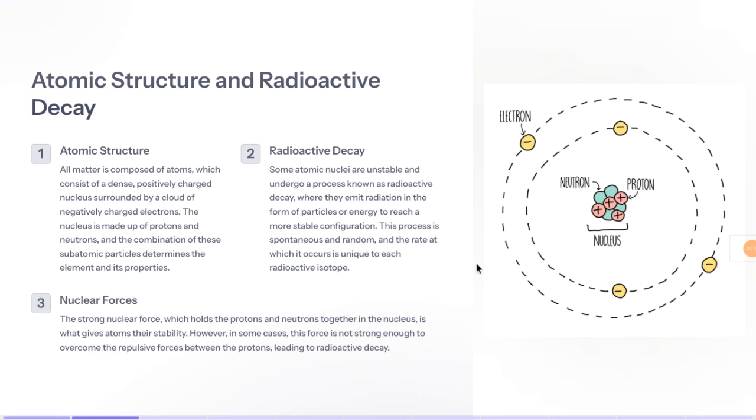Nuclear forces. The strong nuclear force, which holds the protons and neutrons together in the nucleus, is what gives atoms their stability. However, in some cases, this force is not strong enough to overcome the repulsive forces between the protons, leading to radioactive decay. On the right, you can see the diagram with electrons, neutrons, protons, and nucleus.